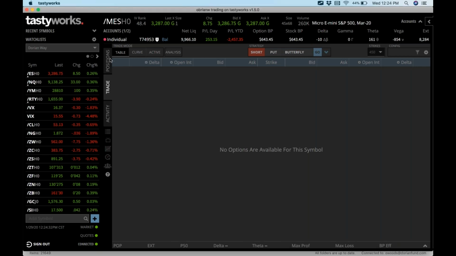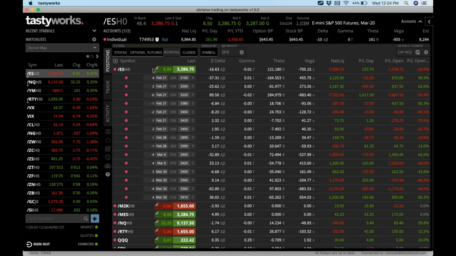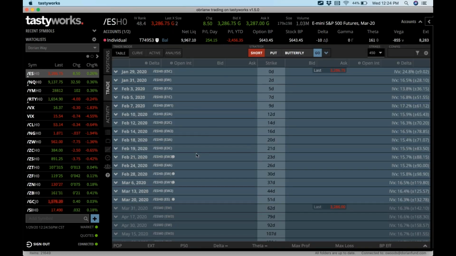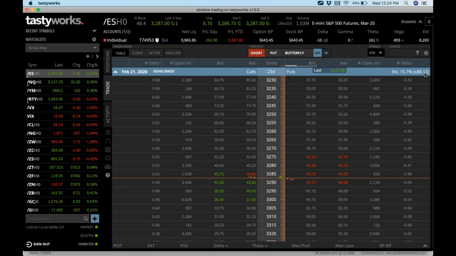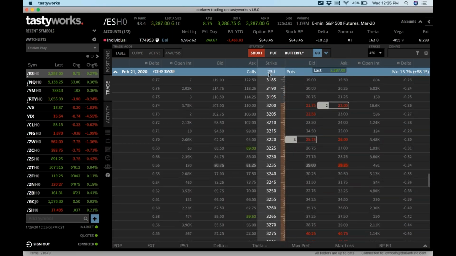If I wanted to add some long delta, we talk about in lesson 4 how you can adjust by doing roll-ups, roll-aways, things like that. I can look to roll up something in this ES. I wouldn't want to roll up anything in this 23-day area because this is still pretty high. Let me show you what the delta on this is really quickly so you can see what I'm talking about. That delta is at a 30, so I'm not going to roll that up.